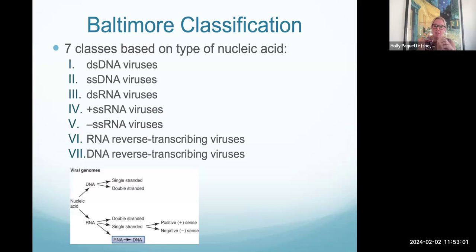The genomes of viruses can be classified by the Baltimore classification, and this breaks viruses into 7 different classes. At the top, we have double-stranded and single-stranded DNA viruses. Then we have double-stranded RNA viruses, single-stranded RNA viruses that are either what we call a positive sense or a negative sense strand, and I'll explain that in just a minute. And then we can have 2 different types of reverse transcribing viruses or retroviruses. We can have either RNA or DNA reverse transcribing viruses.